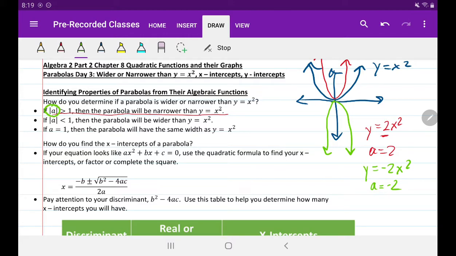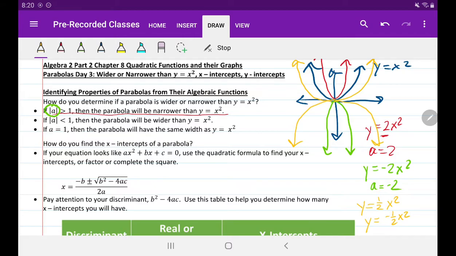If the absolute value of a is less than 1, then your parabola will be wider than y equals x squared. An example of that, we'll do in yellow. Let's say I have y equals 1/2 x squared. That's going to be wider, a bit fatter, so it'll hang out outside y equals x squared. We can do the same thing with the negative version, y equals negative 1/2 x squared, which is the same shape, except it opens down.